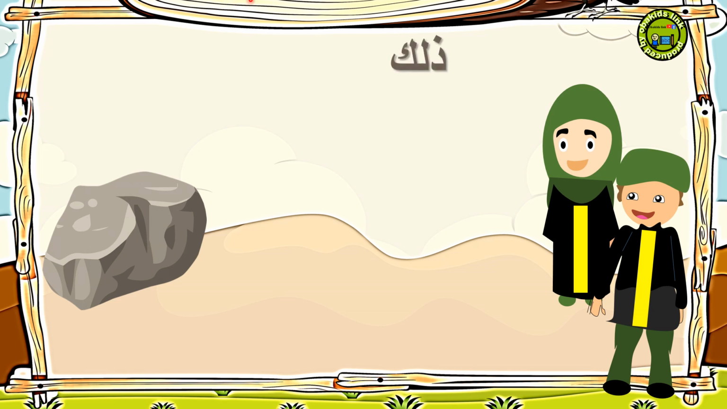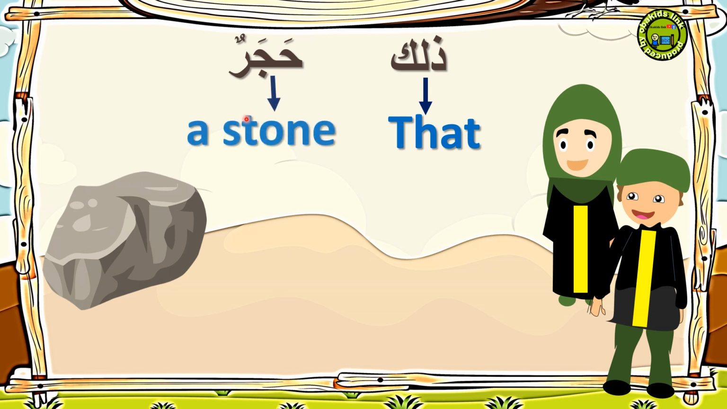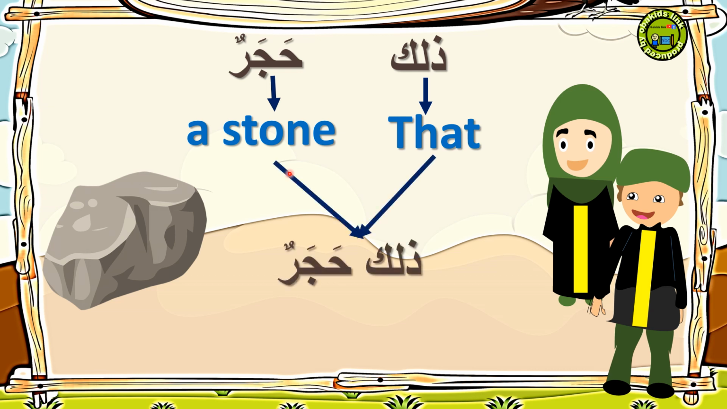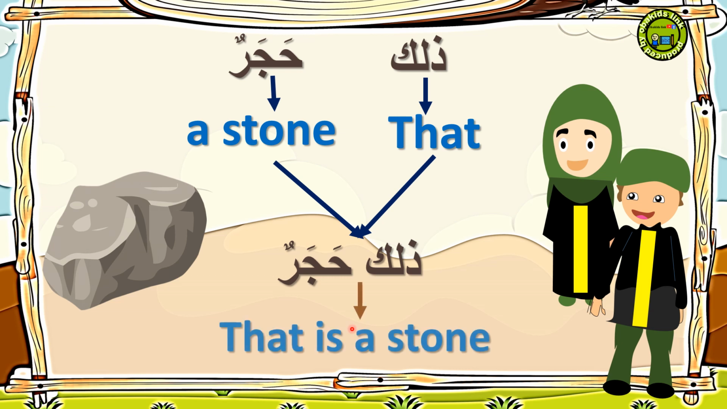This is Zalika. Zalika is a singular demonstrative pronoun which means that. This is Hajarun. Hajarun is a singular noun which means a stone. Now if we join Zalika and Hajarun together, it becomes Zalika Hajarun. Say after me. Zalika Hajarun, which means that is a stone. Let us go to another example.